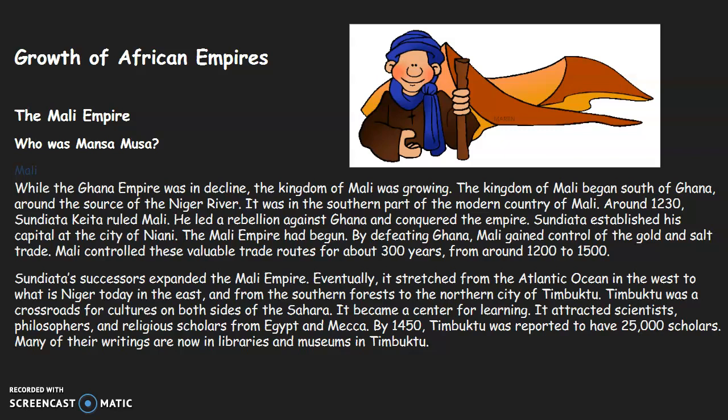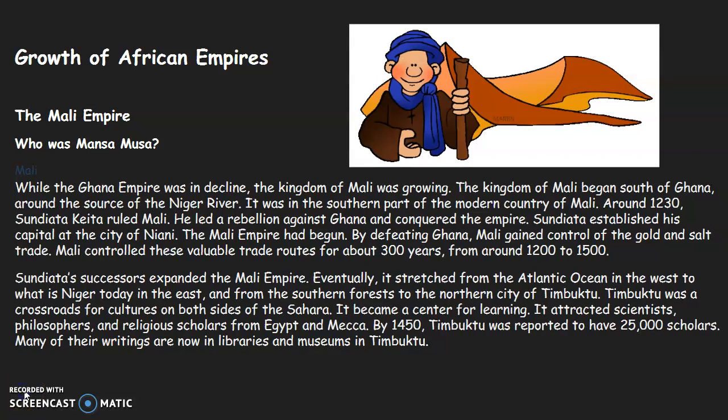By defeating Ghana, Mali gained control of the gold and salt trade. Mali controlled these valuable trade routes for about 300 years, from around 1200 to 1500. Sundiata's successors expanded the Mali Empire. Eventually, it stretched from the Atlantic Ocean to the west, to what is Niger today, and from the southern forest to the northern city of Timbuktu.